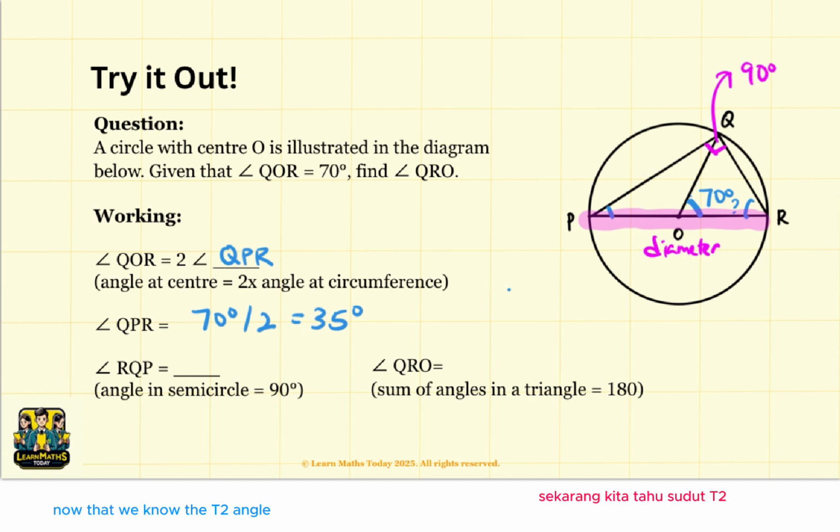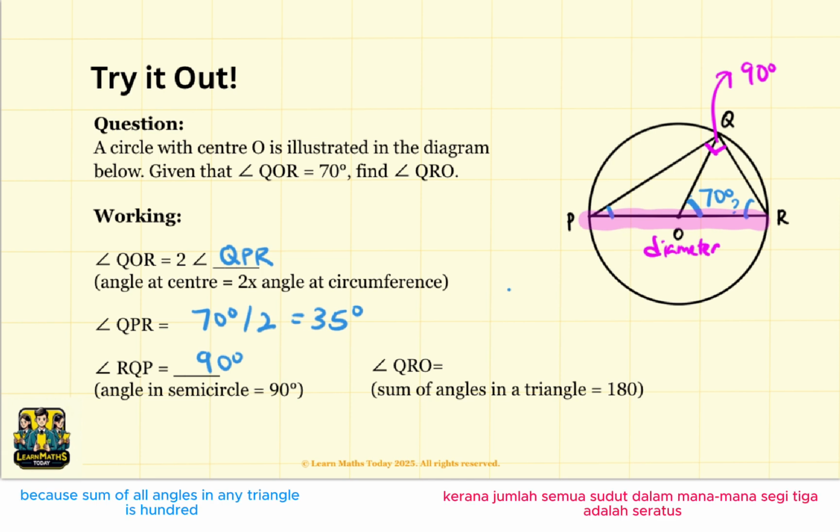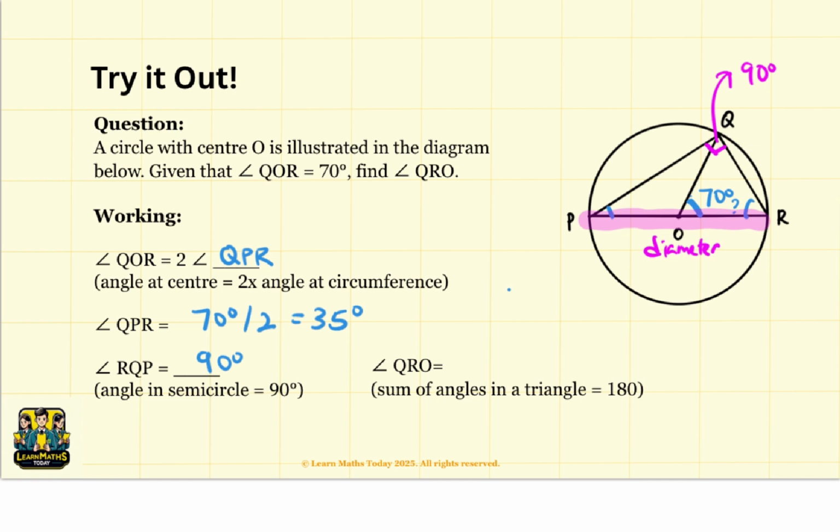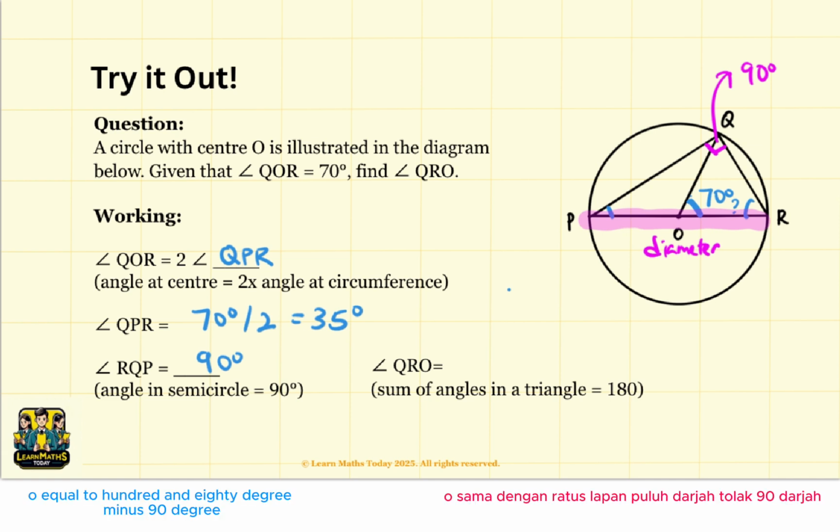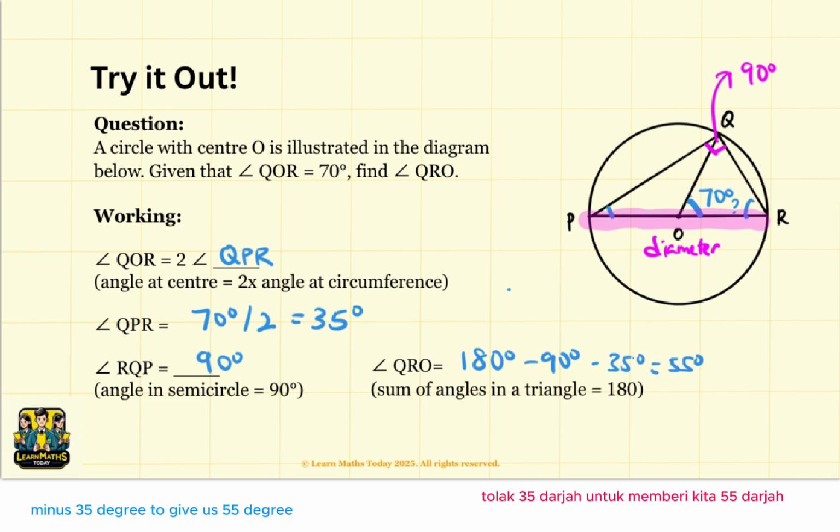Now that we know these two angles, we can easily find the third one, because the sum of all angles in any triangle is 180 degrees. Therefore, we get angle QRO equal to 180 degrees minus 90 degrees minus 35 degrees, to give us 55 degrees.